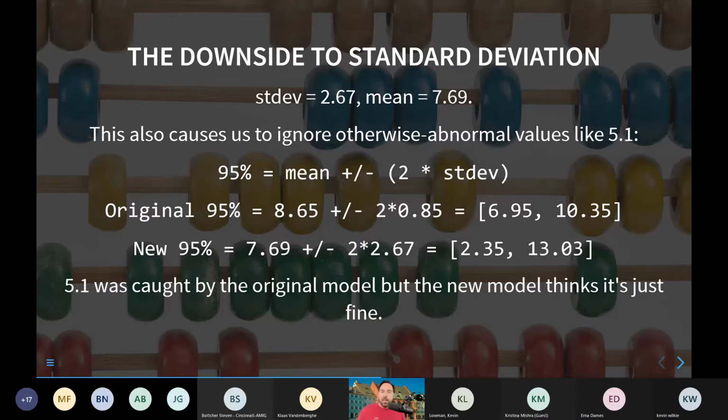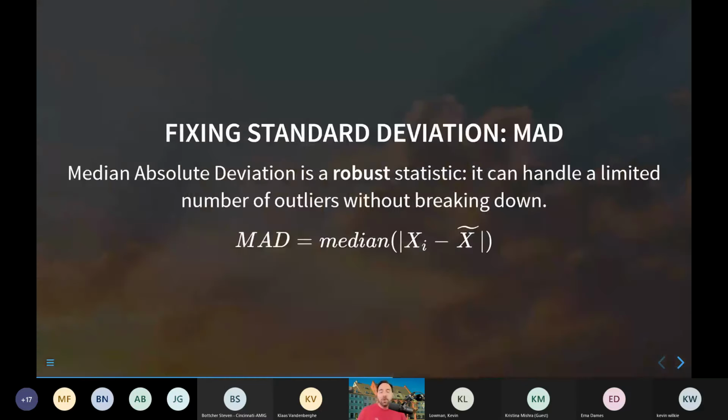And that's just one data point. It's an extreme data point, but it's just one. How do we fix that? Well, this is where we get to robust statistics and MAD, where I get mad. Median absolute deviation. This is a robust statistic, and it can handle a limited number of outliers before breaking down. But that limit is much higher than the case of a mean and standard deviation.